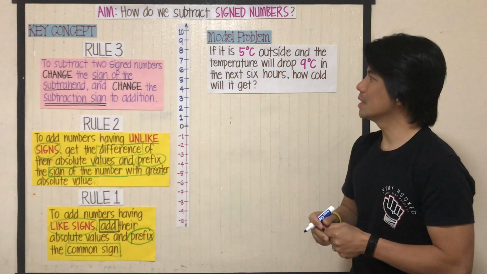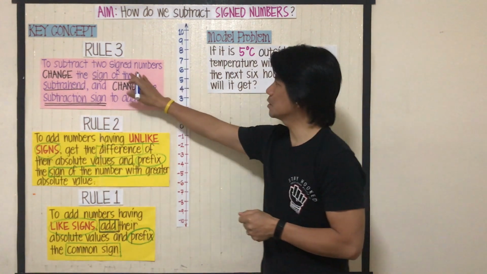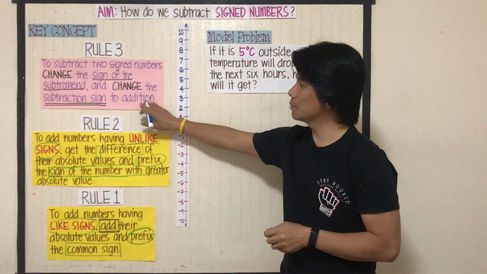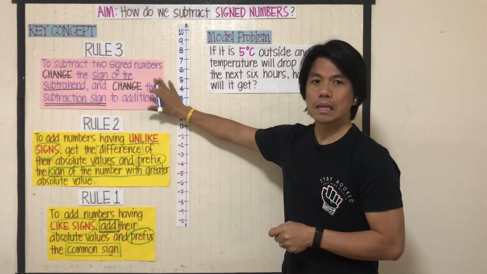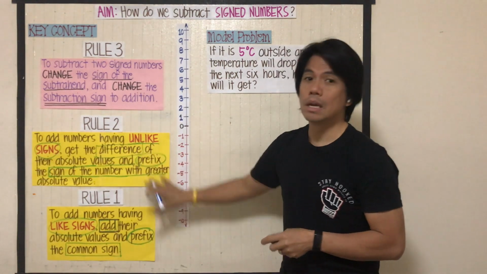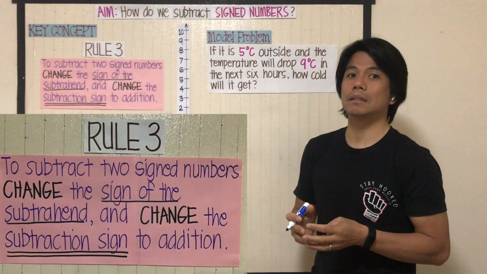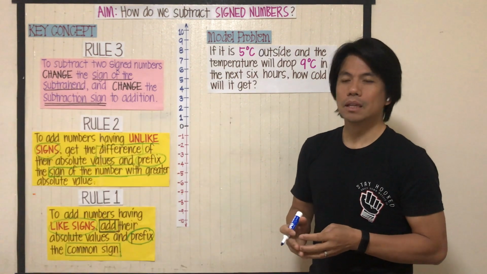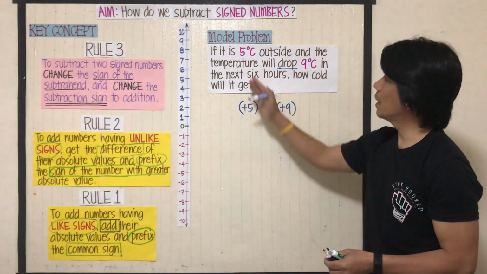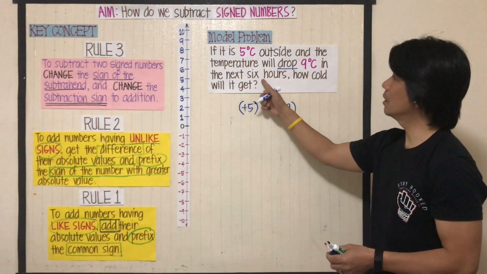Let's go straight to the key concept. It says to subtract two signed numbers, change the sign of the subtrahend and change the subtraction sign to addition. This key concept is connected to the first two rules. Now you may want to check out my other videos in my channel so that you will learn how to do this first. Alright? Now let us apply the key concept on the model problem.